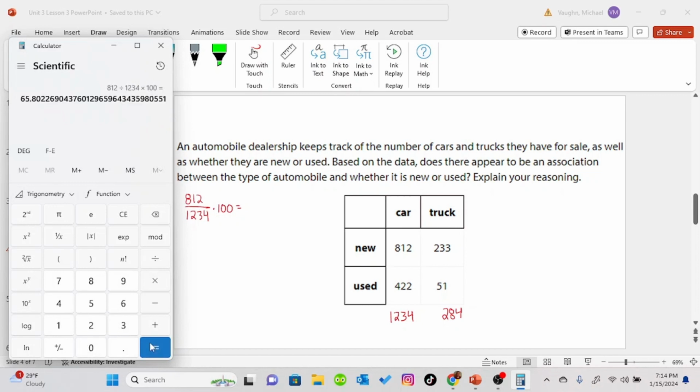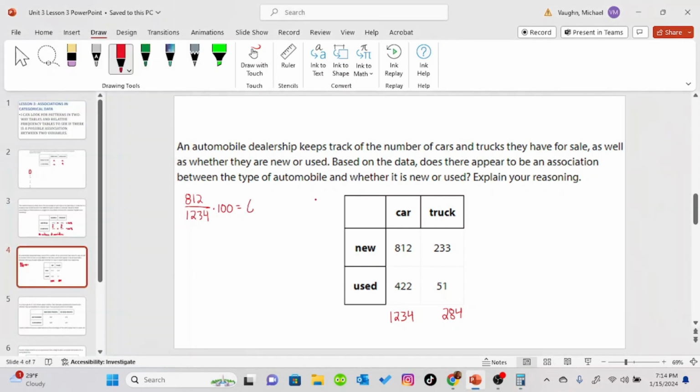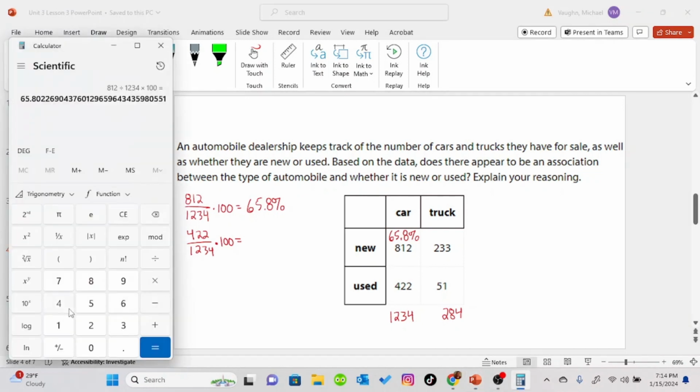That is approximately 65.8%. And the chance that a car would be used would be 422 divided by 1,234 times 100, which is approximately 34.2%.